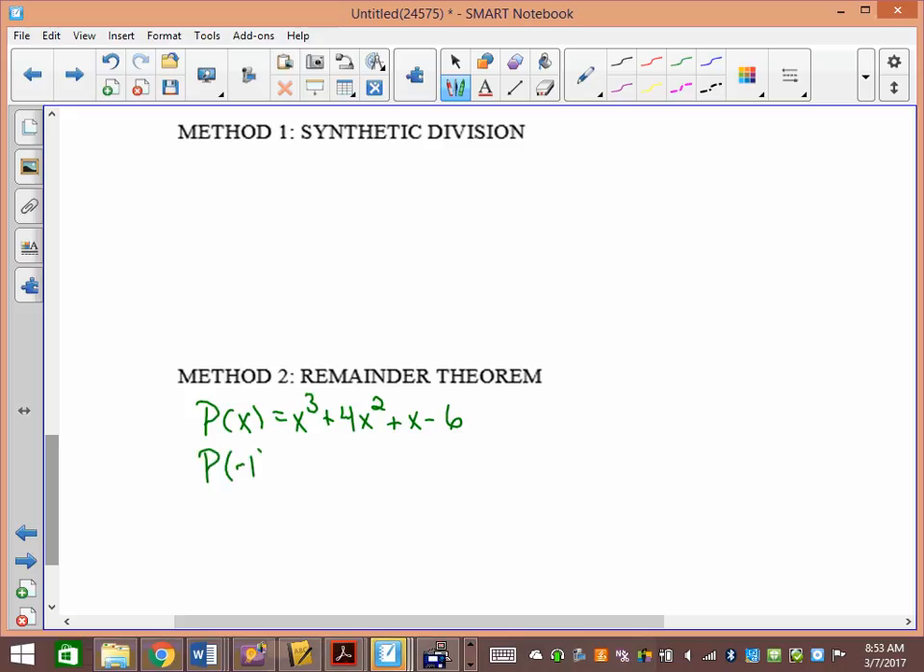Because remember, this is just function notation. You learned it in grade 10 and it came with you in grade 11. And it's just function notation. So when you want to plug a value in for x, you just put it there, right? And now I'm going to plug that in for all my x's. So I'm going to get negative 1 cubed plus 4 times negative 1 squared plus negative 1 minus 6.